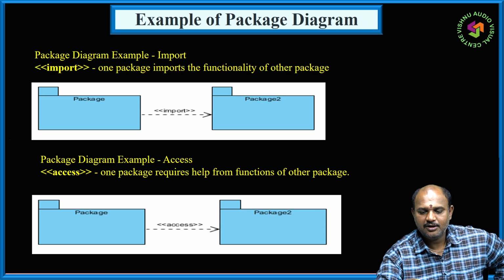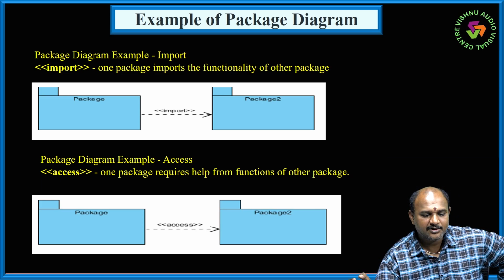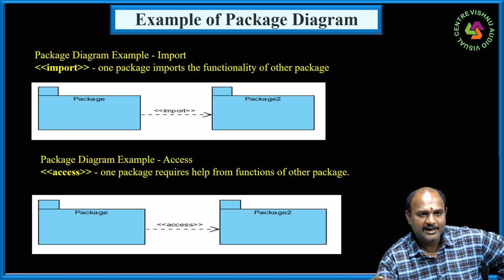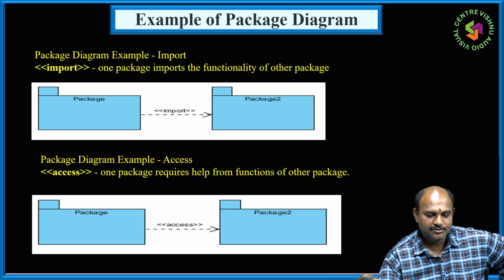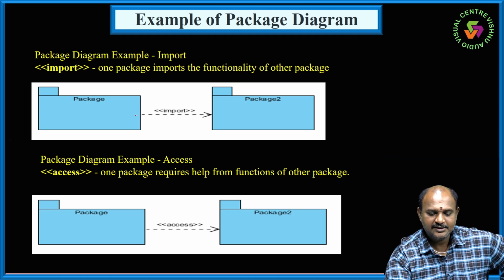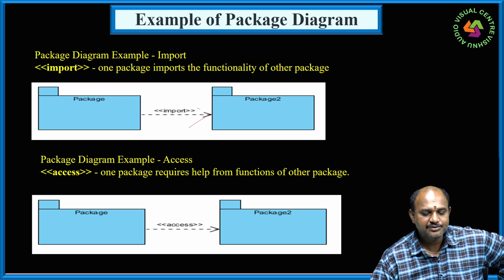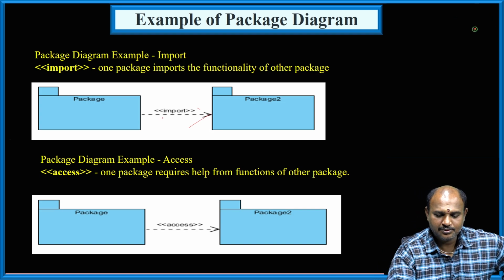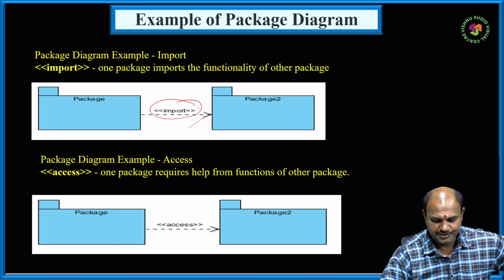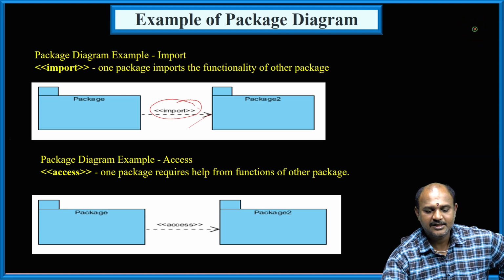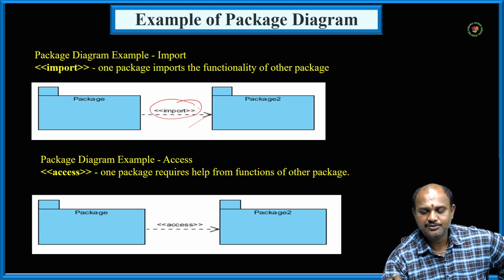Now the example of another: when importing something, we are importing from one package to another package. For that you can use the aggregate or dependency symbol. Here the symbol is import. It accesses one package from another package. Import means one package imports functionality to another package. That is called an import.